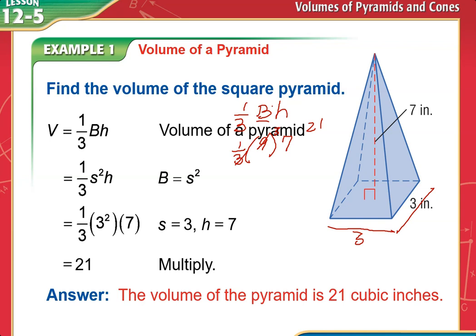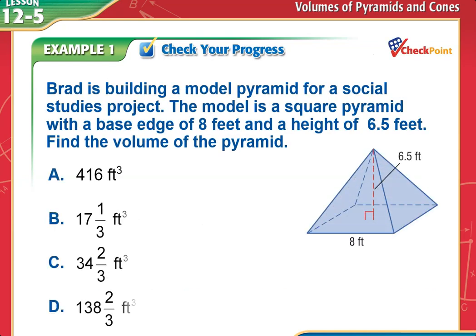Alright, so next problem you're going to try, check your progress. Go ahead and pause your video to find the volume of the pyramid. So good, if you said 138 2/3 cubic feet, that would be correct. So we do have a square pyramid, again indicated by here, which is how our problems will be for the most part.